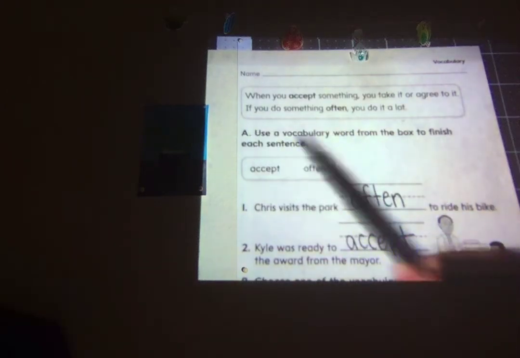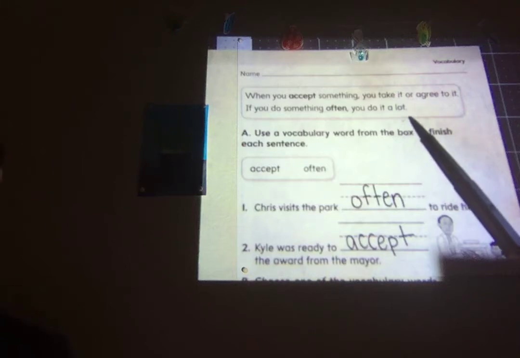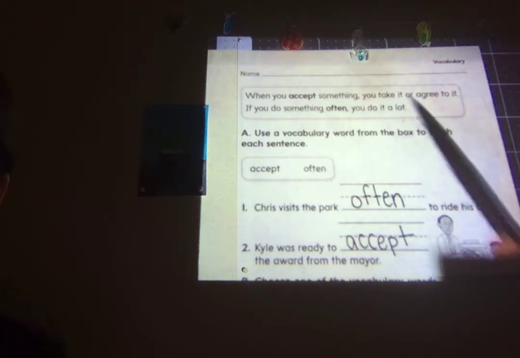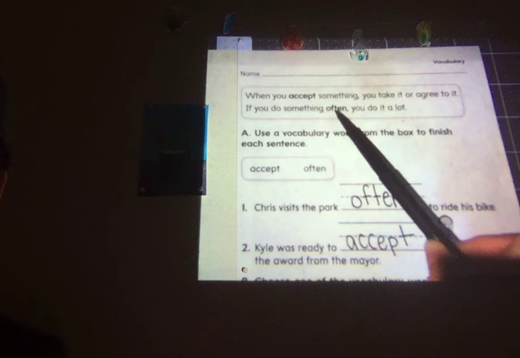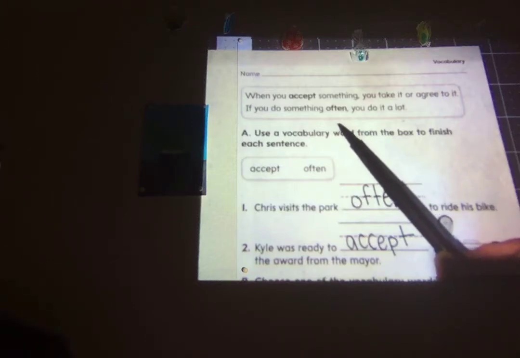All right, our second word is often. If you do something often, you do it a lot. Take a second to think about what you do often. What's something you do a lot or often? Do you walk your dog often? Do you read a book often? Do you stay up late often? What is something you do often?